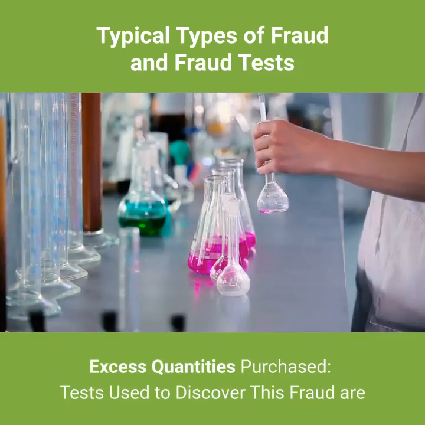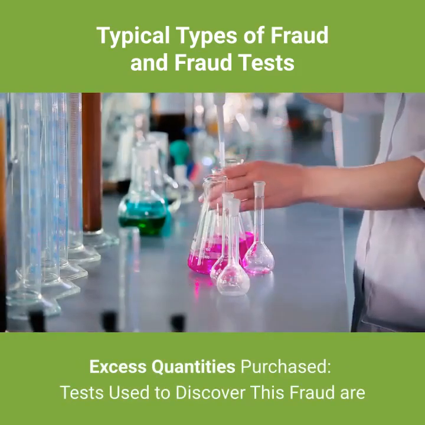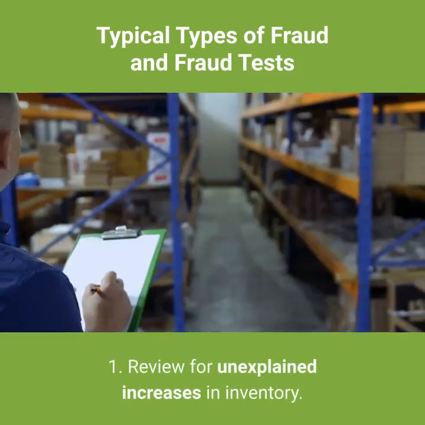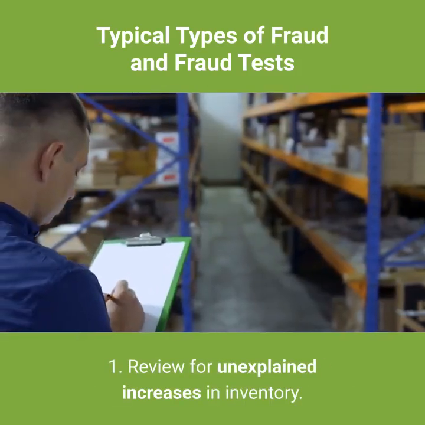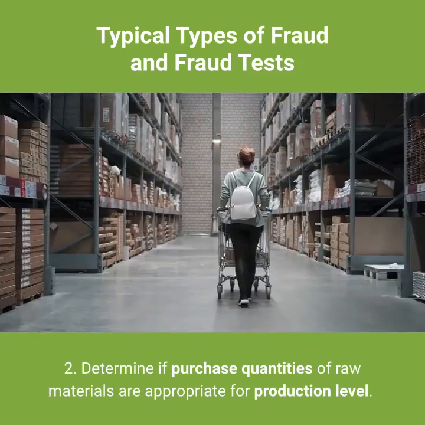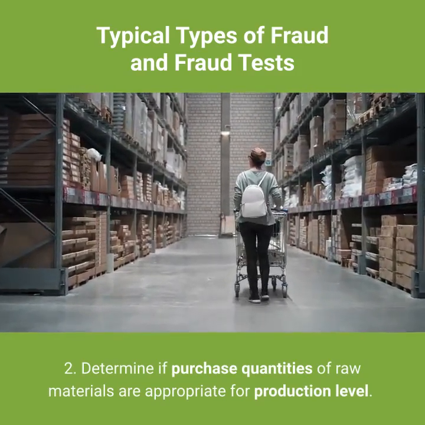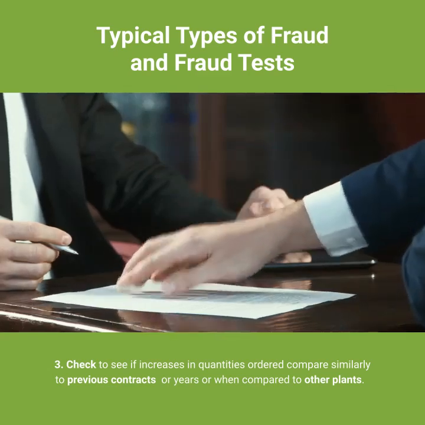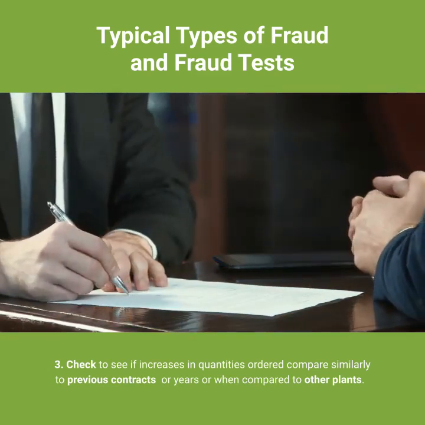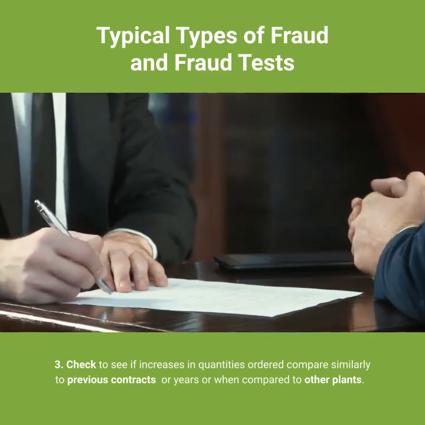Excess quantities purchased. Tests used to discover this fraud are: 1. Review for unexplained increases in inventory. 2. Determine if purchase quantities of raw materials are appropriate for production level. 3. Check to see if increases in quantities ordered compare similarly to previous contracts or years or when compared to other plants.